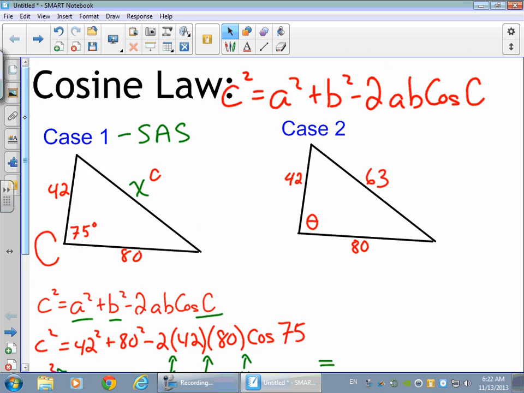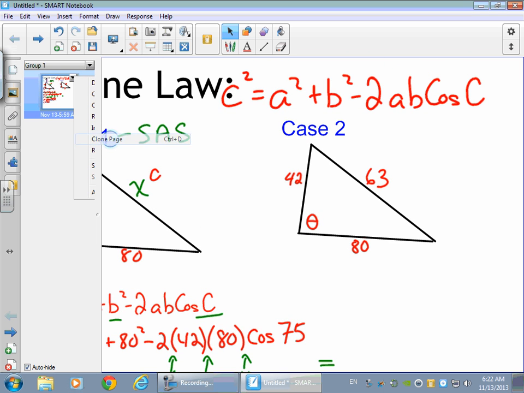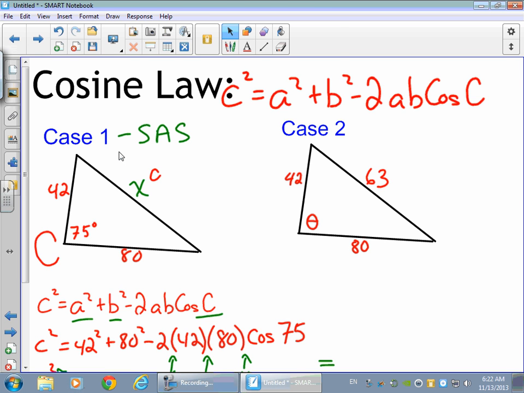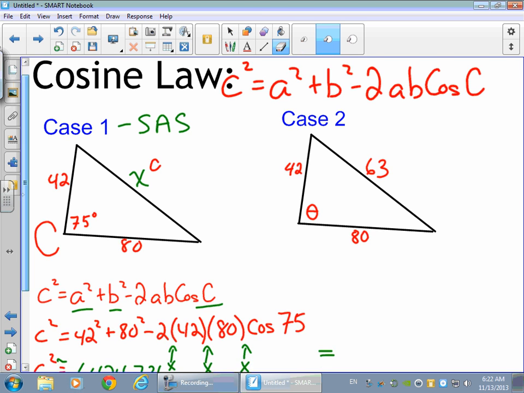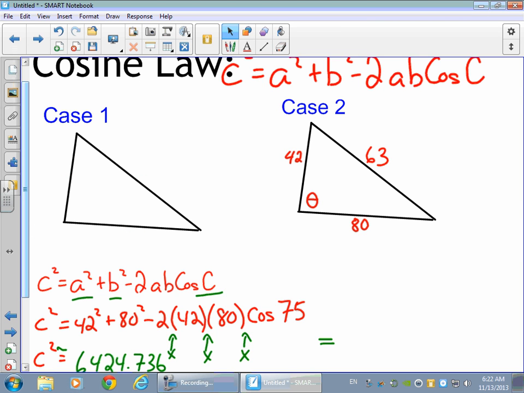Now I'm going to go through the second example. I'll do it on a new page, though. Okay. So I'm just going to remove case 1 here to have a little bit more room.